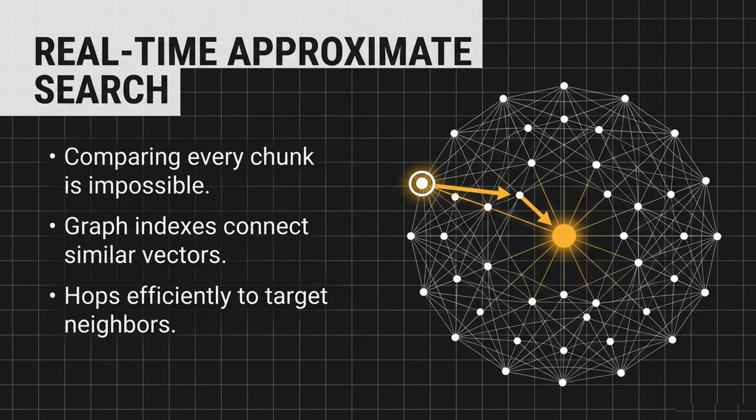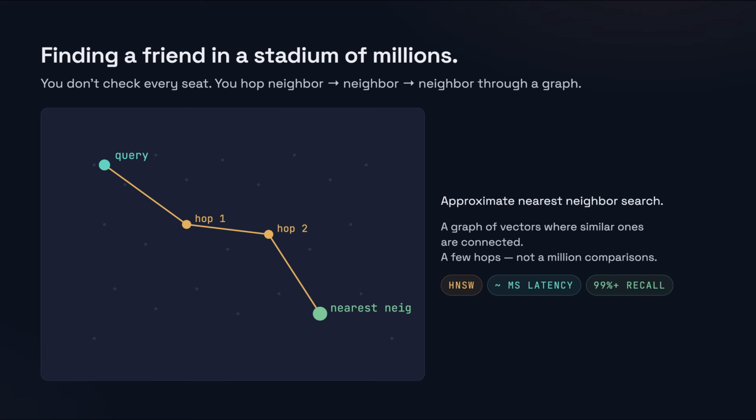The most common one works by building a graph of vectors where similar ones are connected. Think of it like finding your friends in a huge stadium. Instead of checking every seat, you ask the person nearest to the entrance, "Do you know anyone who looks like my friend?" They point you to someone closer. That person points you to someone even closer. Within a few hops, you find your friend. That is roughly how these approximate search algorithms work.